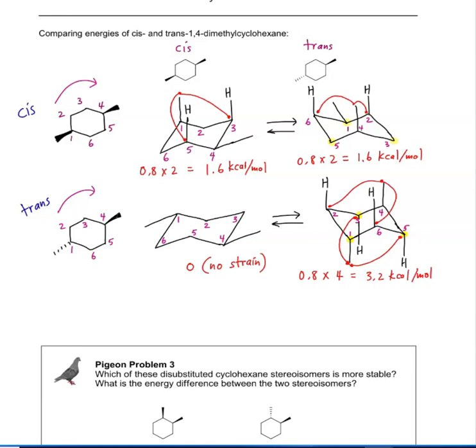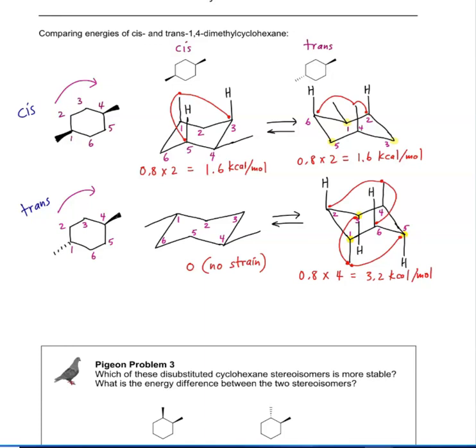Okay, so where are we on our checklist? We've drawn both chairs for each molecule. We've assessed all the sources of strain for each of the chairs. And so now what we're going to do is compare the lower energy chair from each molecule. Why do we compare the low energy chairs? That's because more molecules are going to occupy those conformations than the higher energy conformations.